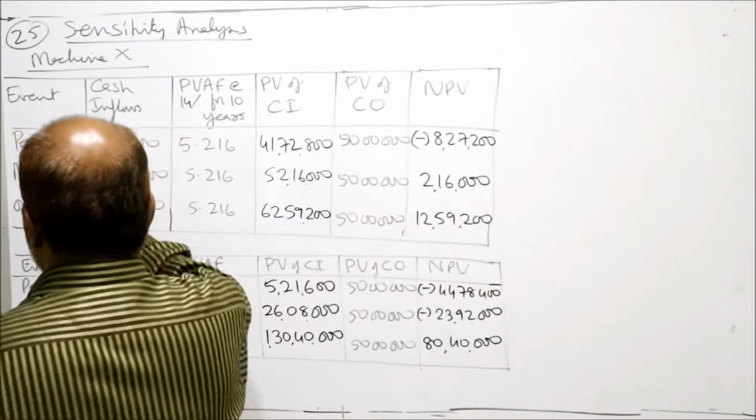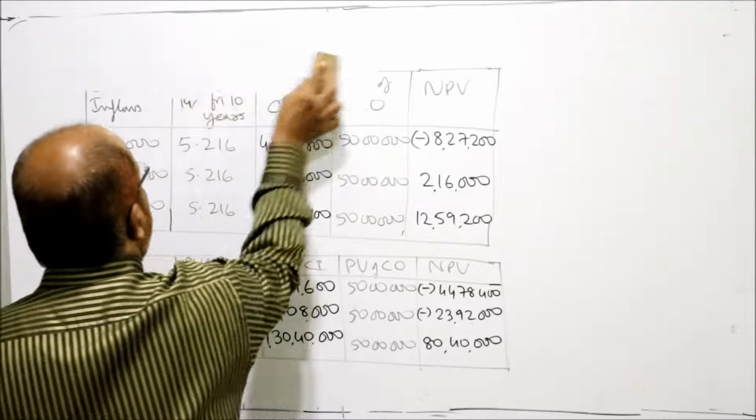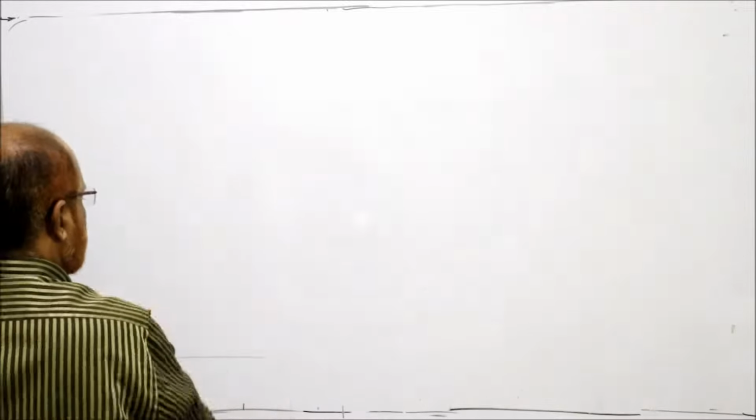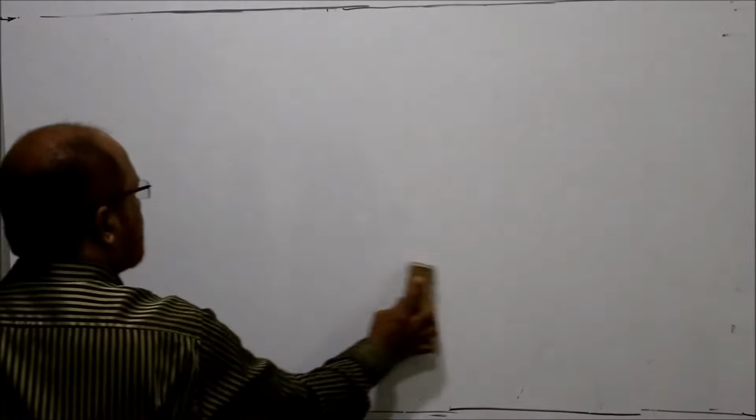Okay, we'll start the next problem, the 26th problem. See problem number 26. Following are the details of a project. Initial outlay 80,000, initial working capital 20,000. So cost of the machine 80,000 and permanent working capital 20,000. So total cash outflow will be 1 lakh. And you have to remember, this working capital will be released at the end of the life of the project, at the end of the 4th year.